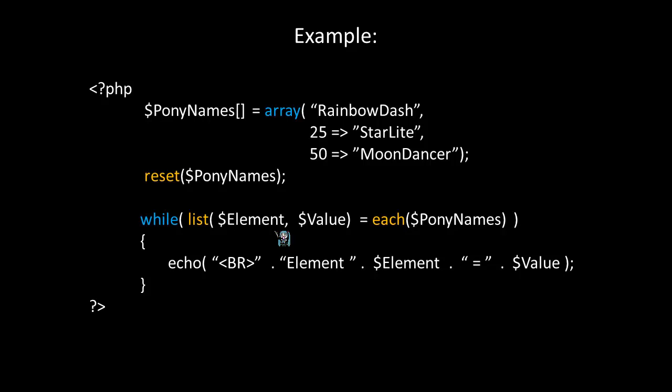And then we call the each method, and that simply takes care of cycling through dynamically however many elements there might be in the array pony names. Then we're just going to create a line of code with the echo function to display an HTML line break, an element, and then after we display the element, the value stored there.